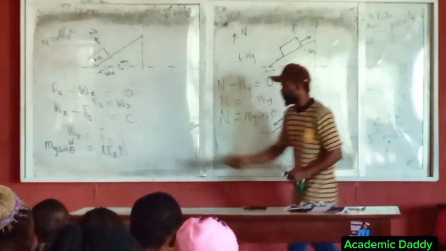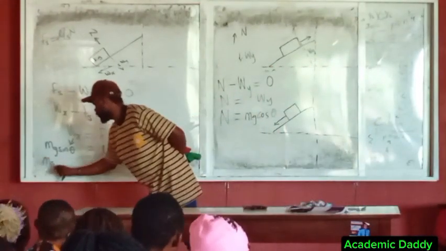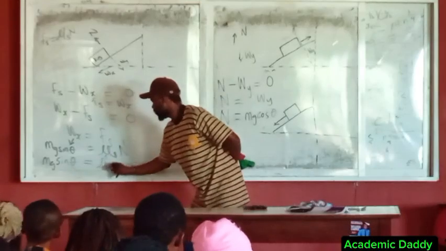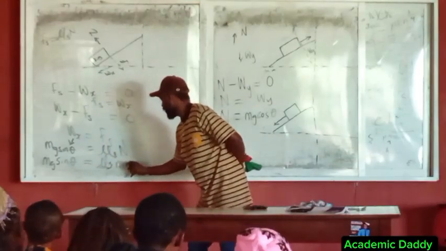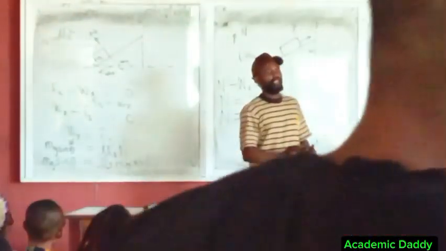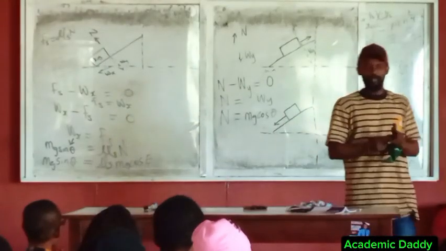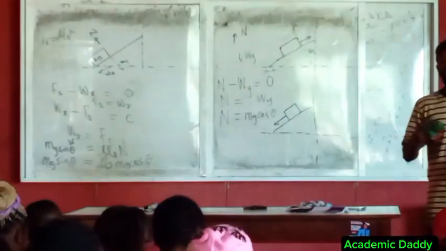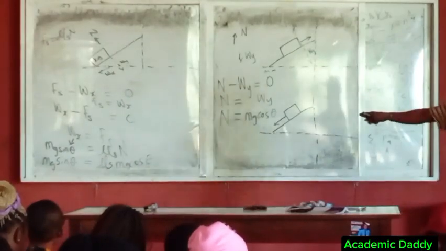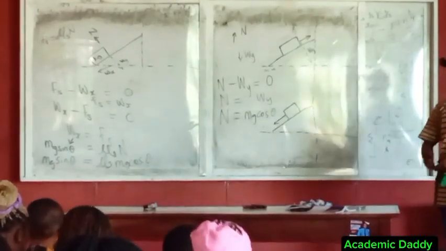So I will just come here and say mg sin theta is equal to the coefficient of static friction times mg cos theta. You don't even need to cram anything. In physics, there is no cramming, because we just follow the steps. So, coefficient of static friction times mg cos theta.